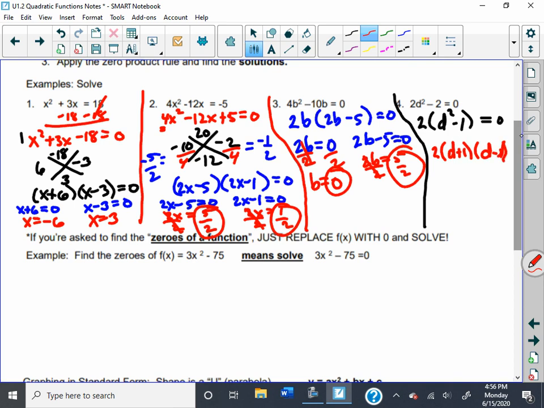Sorry. My computer doesn't like when I move over to the edge. Let's see if I can squeeze it in here. Equals 0.